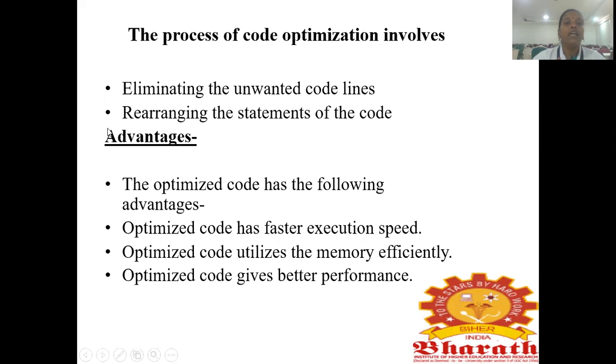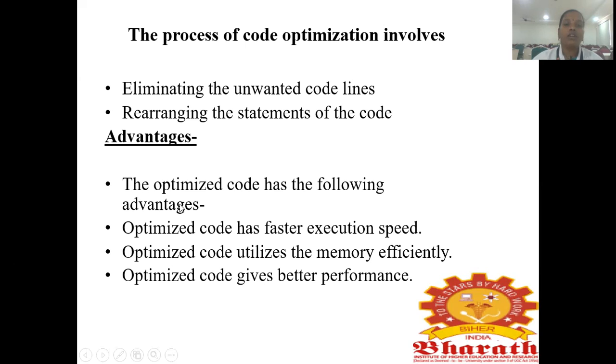Next, the process of code optimization involves two things. One is eliminating the unwanted code lines. Next is rearranging the statements of code. All the unwanted lines and resources can be eliminated in the process of code optimization. Some lines may be wrong at compile time, so you rearrange the code or resources. This is done easily in the process of code optimization.